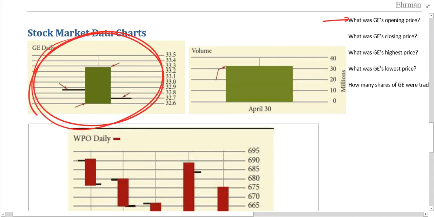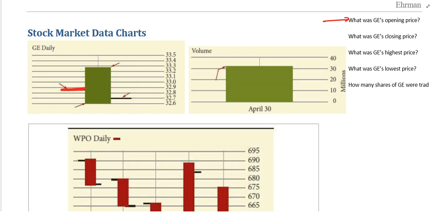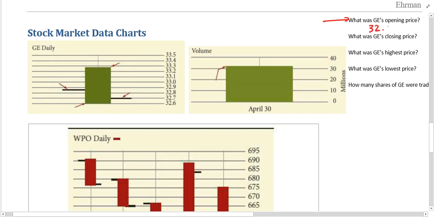Well, if I look at the company's stock market data chart here, this is GE for one single day. It's this leg, this arm over here that indicates what the stock price was when trading opened for the day. So it appears to me that that arm is sitting between $32.80 and $32.90. So if I wanted to make an educated guess, I might call this $32 and maybe, I don't know, 86 cents. I'm calling it 86 because while it's between 80 and 90, it's a little bit more than halfway in between. So I'll call that 86 cents.